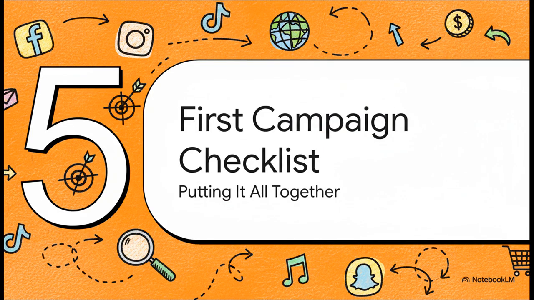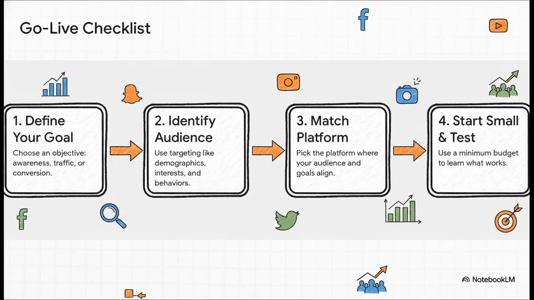Okay, so we've talked strategy, we've looked at the major platforms. Now let's put it all together. Let's make this super practical with a checklist for your first campaign. All right, here's your go-live checklist. Think of it like a launch sequence. Step 1, define your goal. What are you trying to do? Get your name out there, drive traffic to your site, make sales?